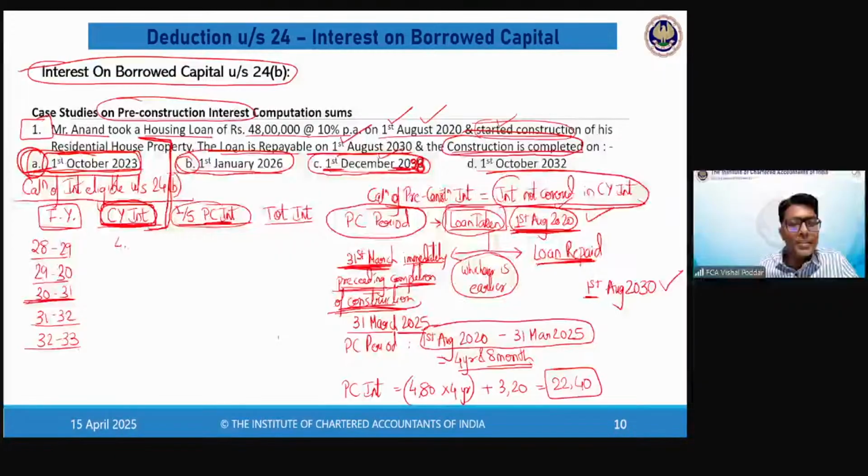Current year interest 480, 480 dash dash. Now, the interesting calculation. This date will become 31st March 28. This will now be 7 years, 8 months. How much is now total pre-construction?